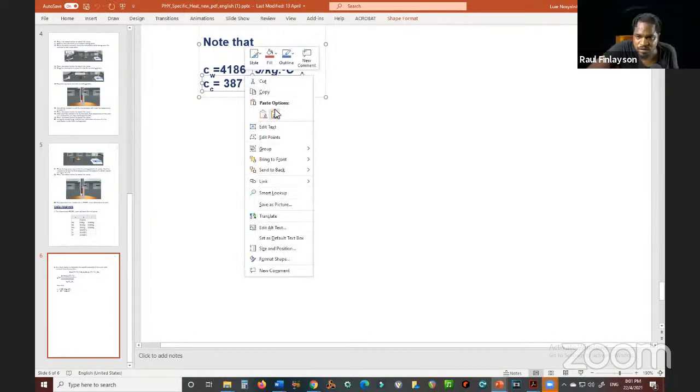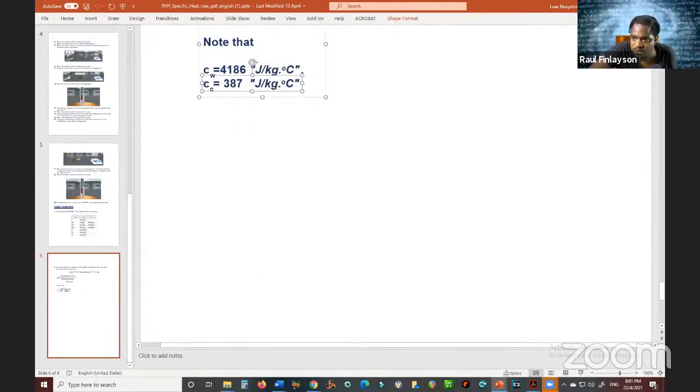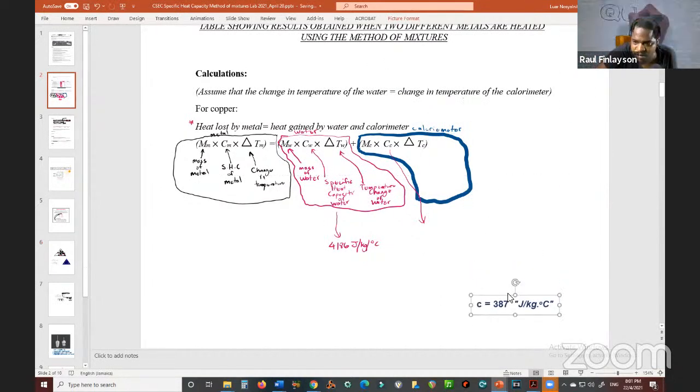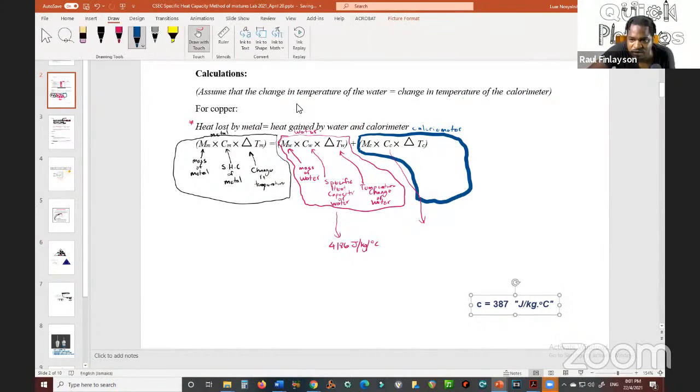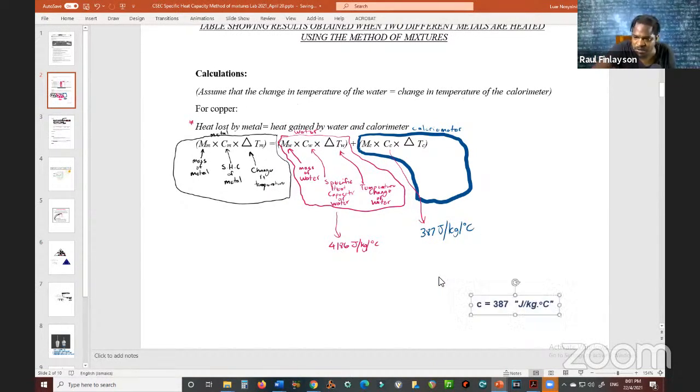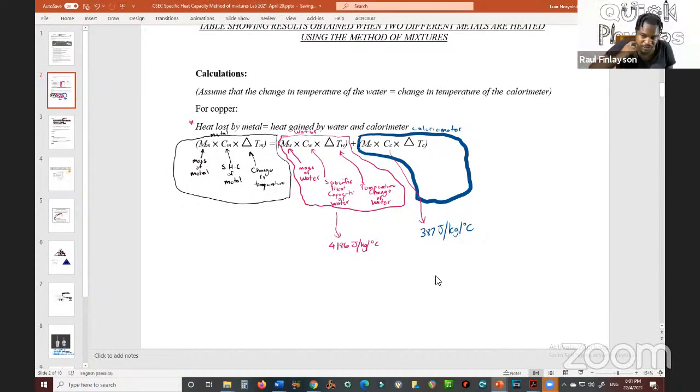All right, so we're going to copy this and then drop it here. It's going to be 387. Let's drop that here. 387. So if you look at this number, 387, and 4,186, you obviously realize that one is bigger. 387 joules per kilogram per Kelvin, or degrees Celsius. So this number is a lot bigger for water, and it's going to carry us to some other stuff about water. All right, guys, so any questions here?